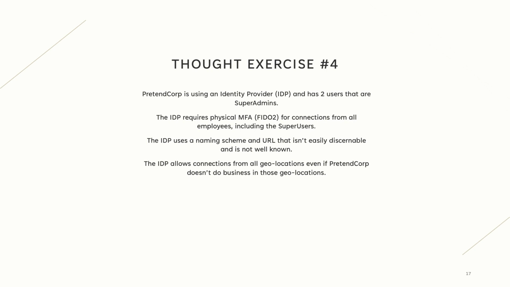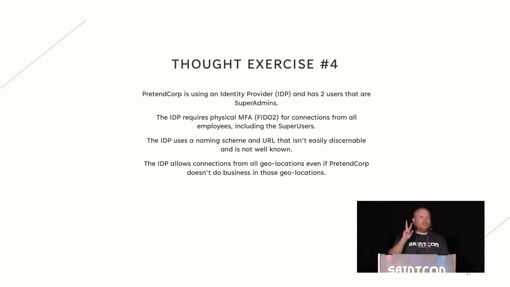Okay, thought exercise number 4. They have an identity provider with 2 super admins of that identity provider. They require physical MFA, so YubiKey, TitanKey, whatever, for all employees into their IDP, and including their super users. The IDP has a URL naming scheme that's not obvious. So if you stumble across it, you wouldn't know what it is. You wouldn't know it belongs to Pretend Corp. It's not something that you can easily find.